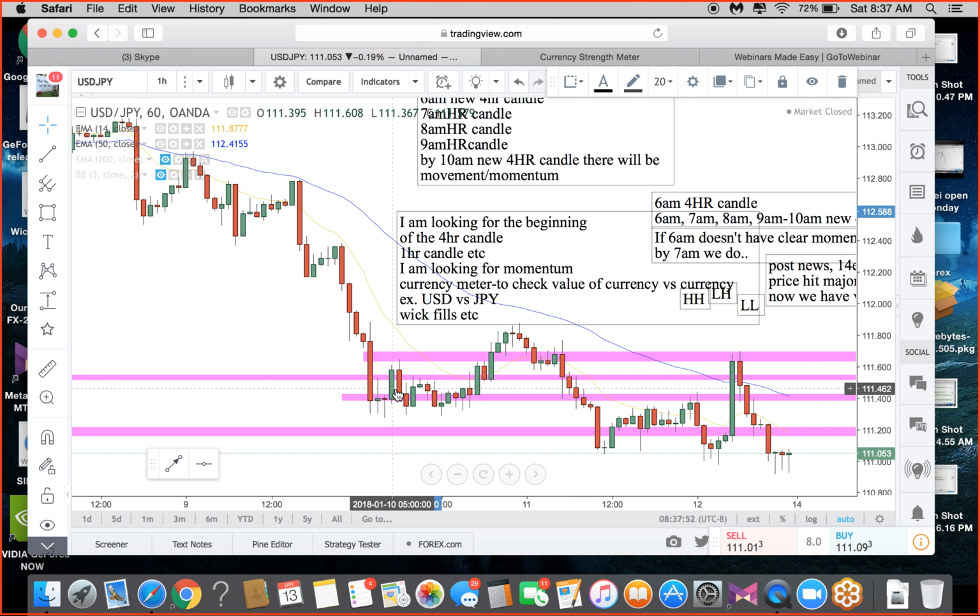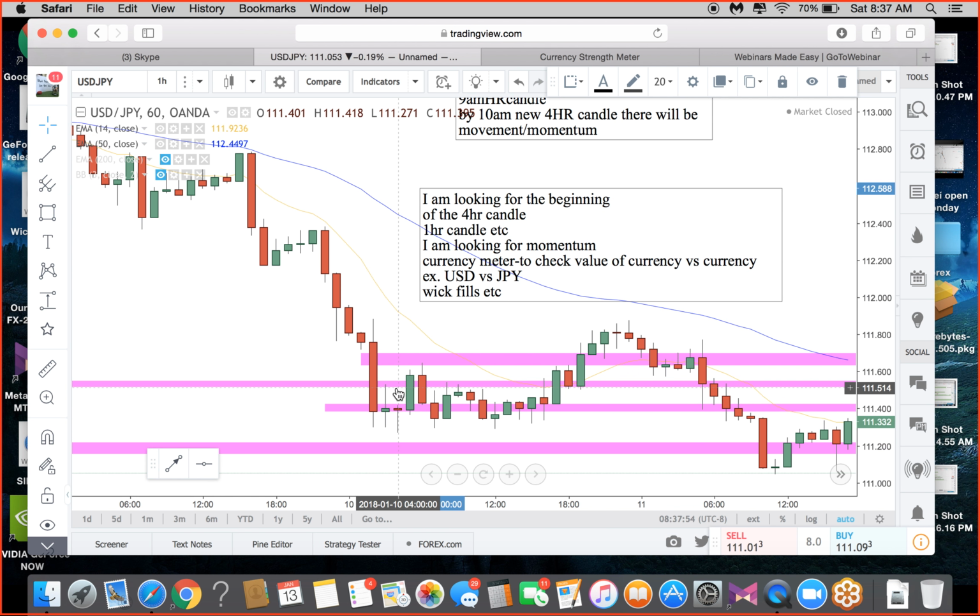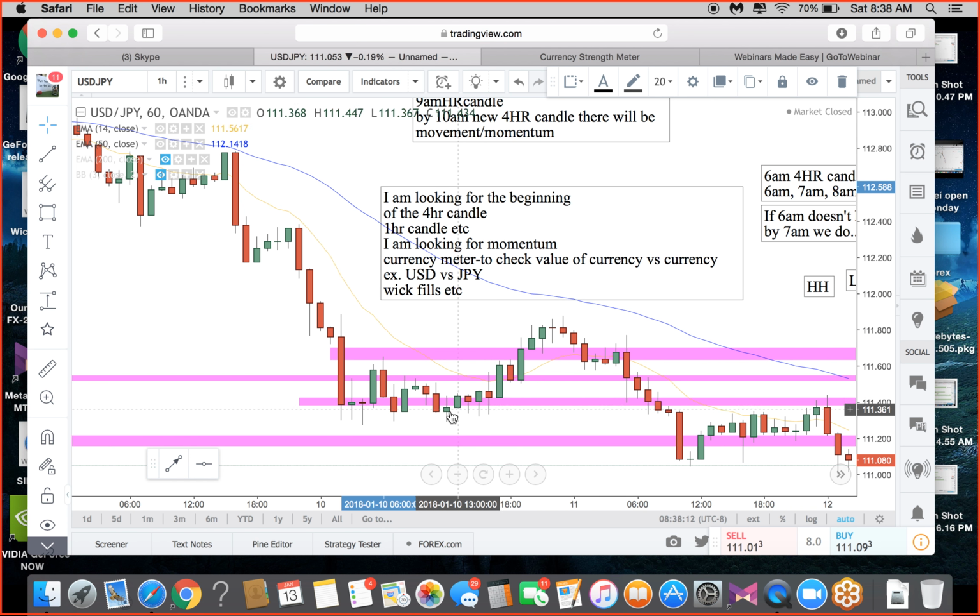Okay, so here is 6 a.m. So if I didn't have confirm by 6 a.m., by 7 a.m. I probably did, right? Maybe there's no confirm still. Here's 8, here's 9, here's 10. Too much rallying, right? You see all this rally? It was just setting up for even Asian Open.